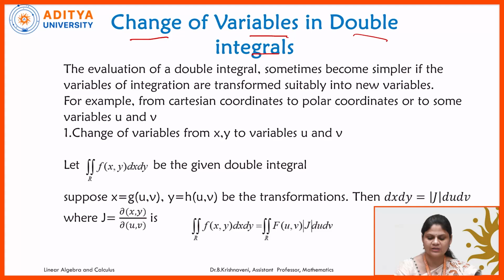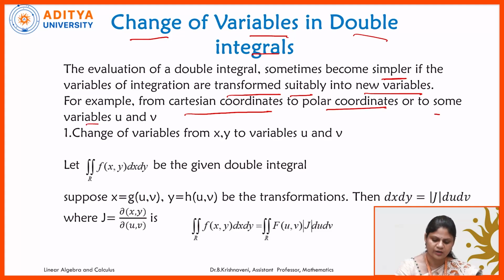But here we are changing the variables. Why? What is the need? The evaluation of double integrals sometimes becomes simpler if the variables of integration are transformed suitably into new variables. That means in order to make the integration easy, you can do this. We can change the variables either from Cartesian coordinates to polar coordinates or to some variables u and v. So let us change variables from x, y, that is Cartesian, to some variables u and v.